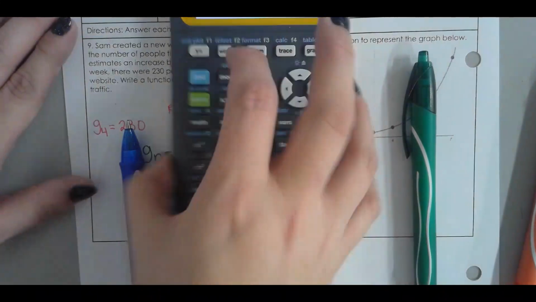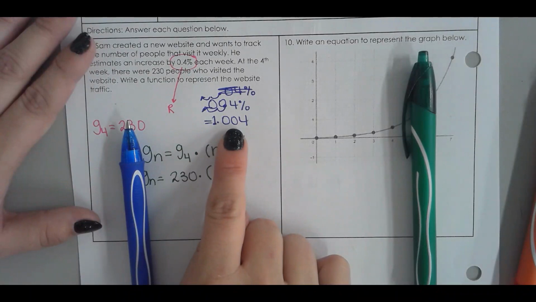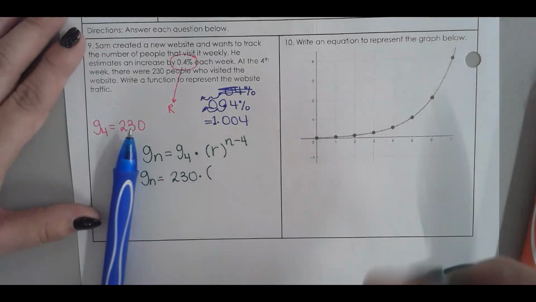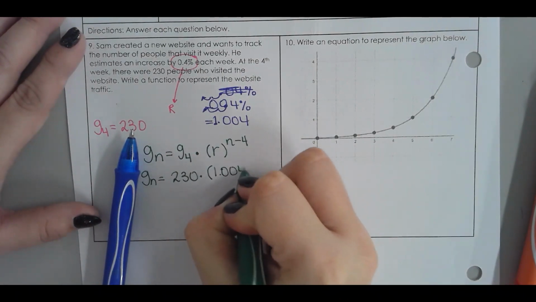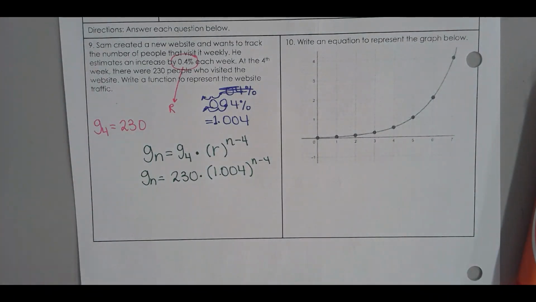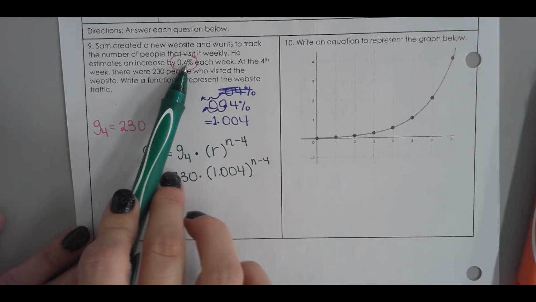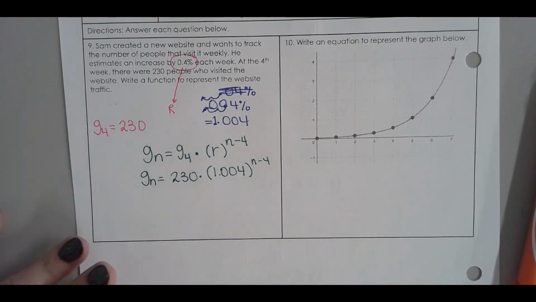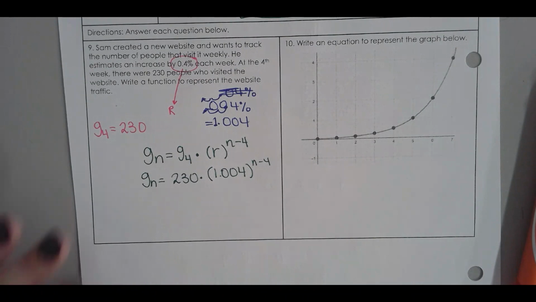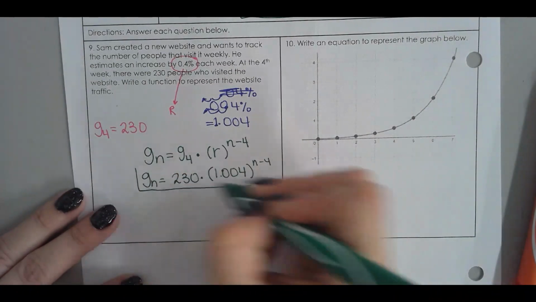So my ratio is not just 0.004. We got to put the 1 so it'll add that traffic onto it. So it's 1.004 to the n minus 4 power. Because it says it's an increase of 0.4% each week. So whatever it started with, the next week is going to be that much plus 0.4%, which is not a lot. 0.004. That's just my function. It didn't ask me to find a certain week.